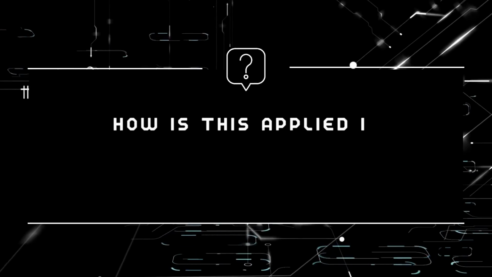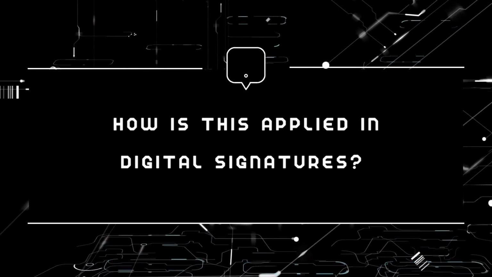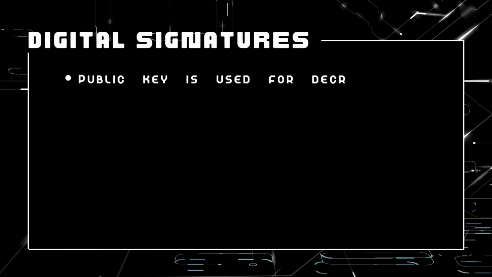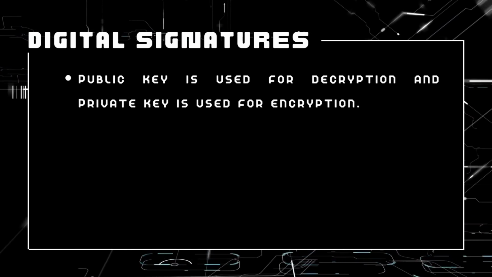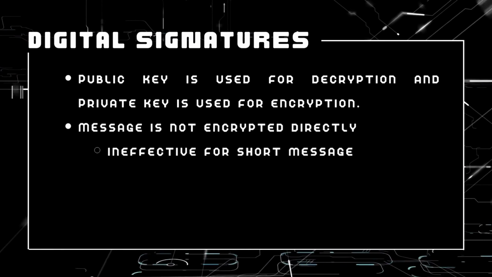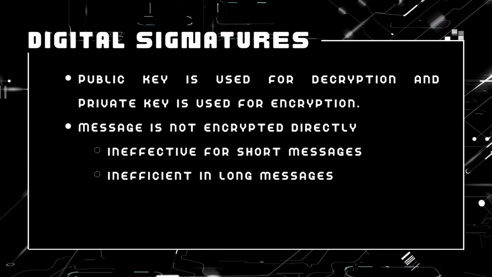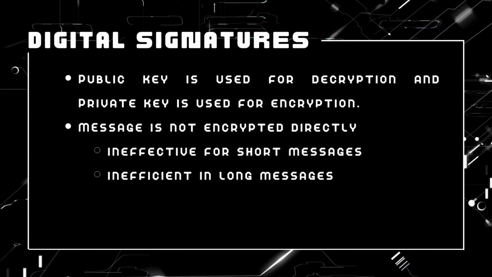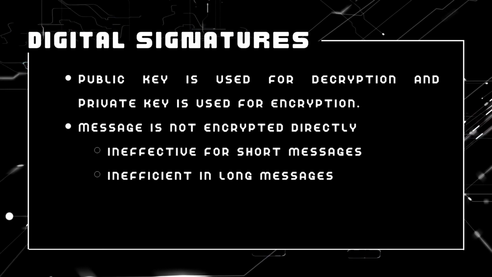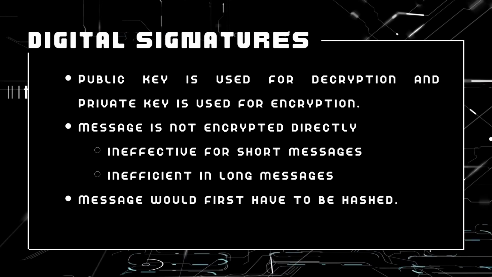So how is this applied in digital signatures? The same concept used in asymmetric cryptography is applied to digital signatures. The distinction is that the public key will be used for decryption and vice versa. The message is also not encrypted directly. The reasons for this are first, RSA is ineffective for short messages as it could be easily brute forced, and second, it may pose computing efficiency issues for long messages. To counteract this problem, the message will first be hashed before being encrypted.